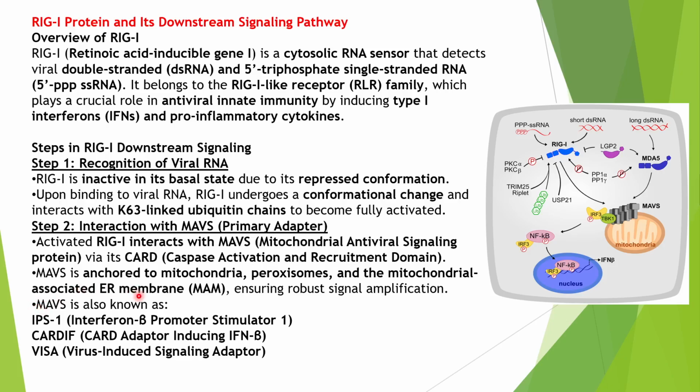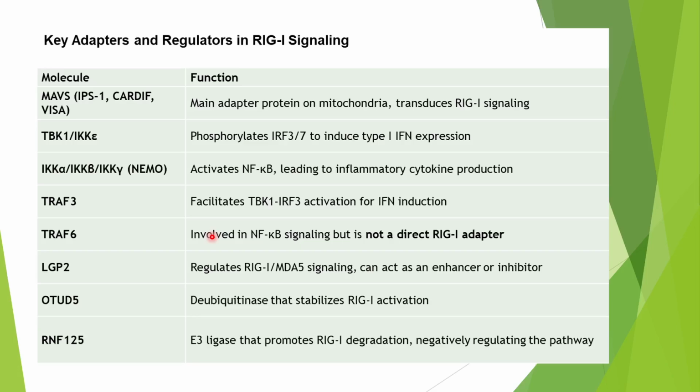Then MAVS is also known as IPS1, Cardif, and VISA, that is interferon promoter stimulator, CARD adapter inducing interferon beta, and virus induced signaling adapter. So first is to recognize viral RNA. Second is to interact with the MAVS, that is for your RIG1.